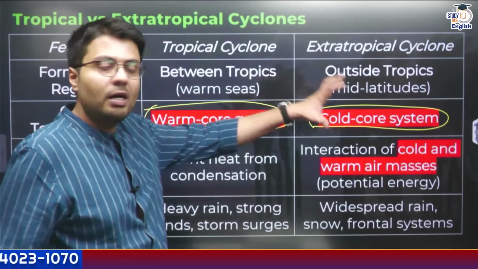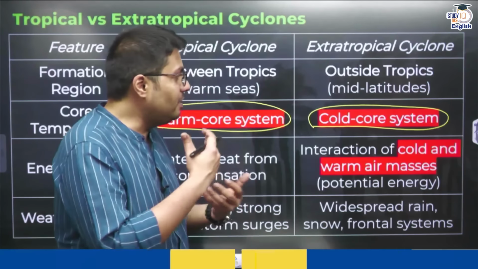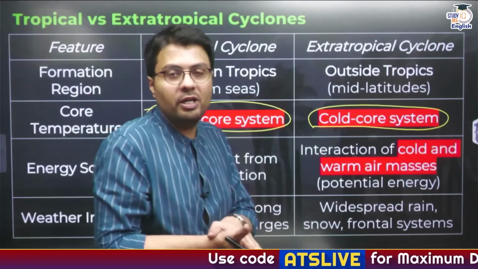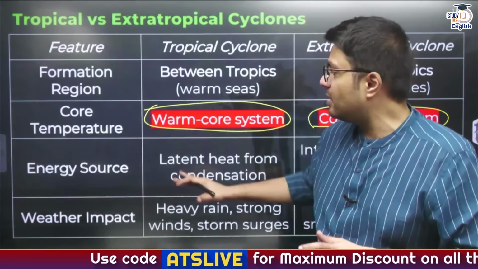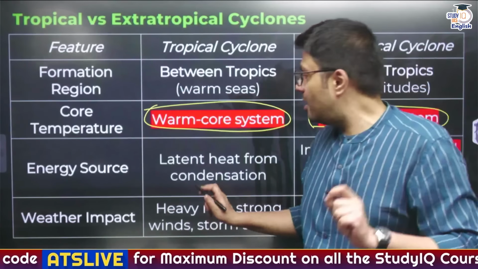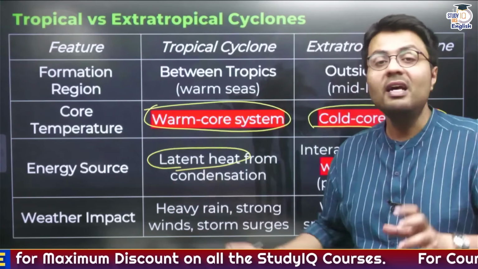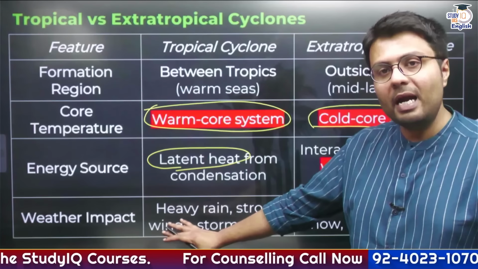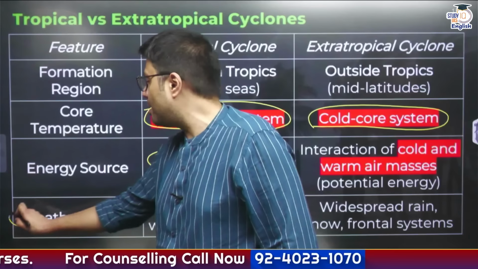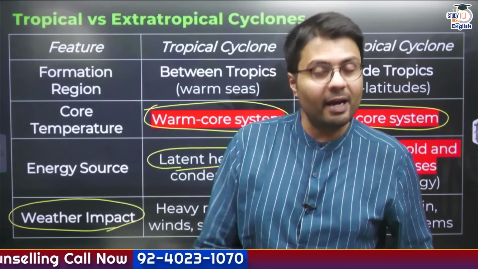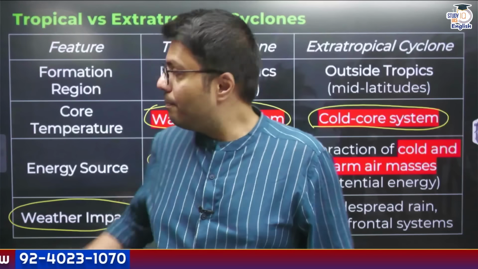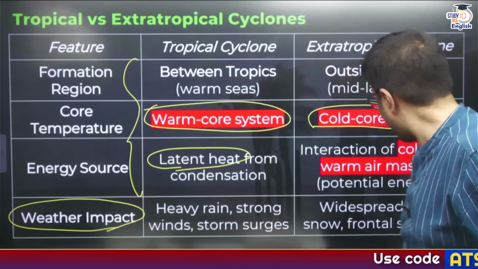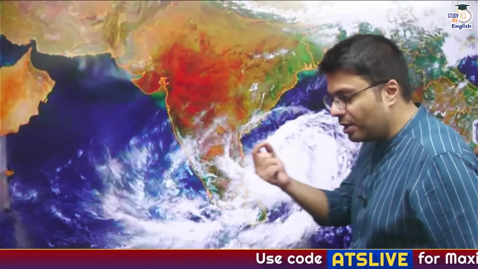Now, in extratropical cyclones, the interaction between cold and warm air masses is what creates potential energy. On the other hand, in tropical cyclones, as I told you, it is the condensation which releases the latent heat that provides energy to the cyclonic system. Now, one similarity between the two is that the weather impact of these two cyclonic systems is very similar, but there are three differences which I have already enumerated. Now let us come back to our original discussion.